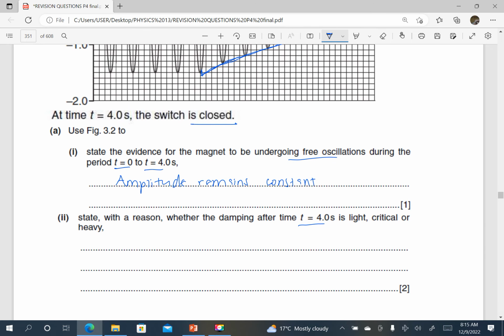So we say amplitude of oscillation decreases gradually or slowly. So this is light damping.